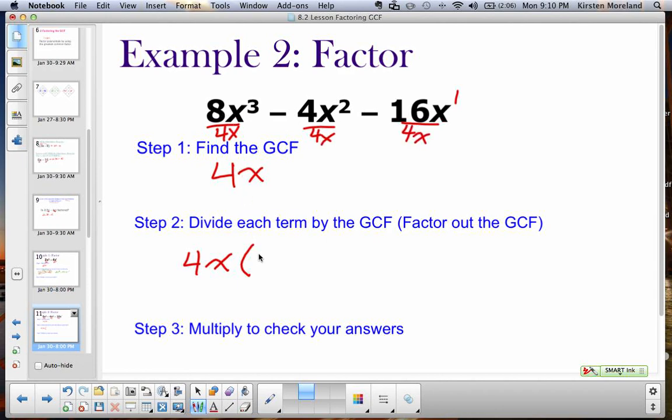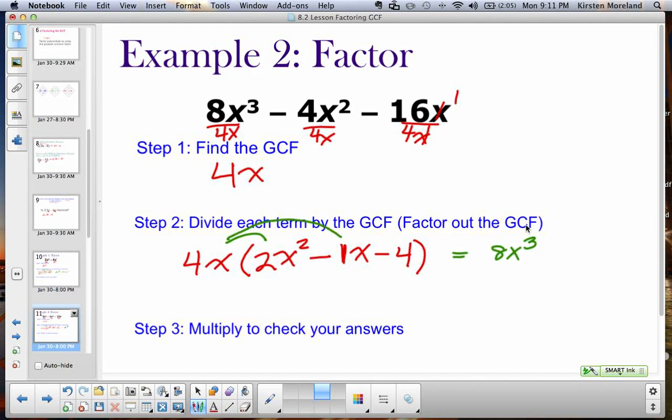If I take away a 4x from the first, I need a 2, because 4 times 2 is going to give me 8. And I took away 1x, so I'm left with x squared. The middle is already a 4, so I'm left with a 1. And I took away an x, so I'm just left with an x. And then 16 divided by 4 is 4, and the x's cancel each other out. So I'm left with 2x squared minus x minus 4. Again, there's no reason you should get any of these wrong, because you can always check your answer by distributing. 4x times 2x should give me 8x cubed, and it does.